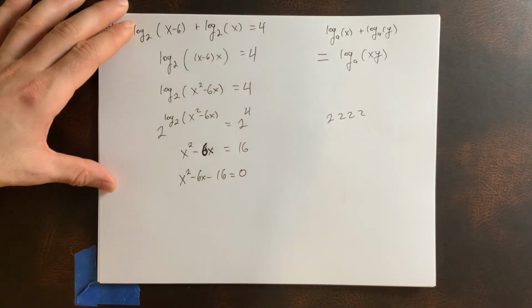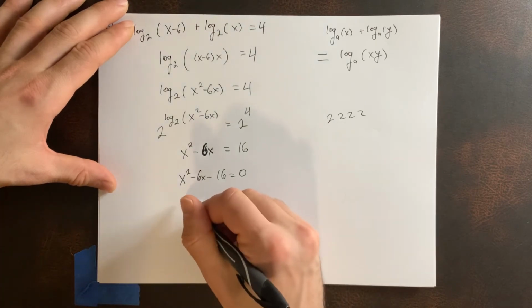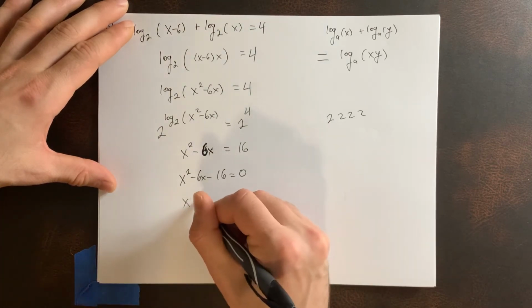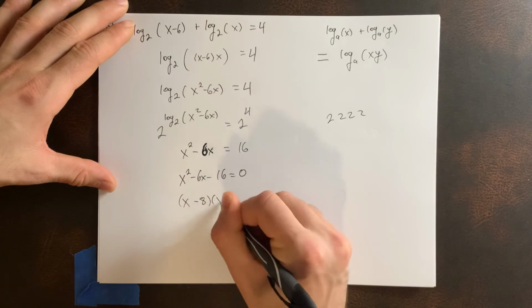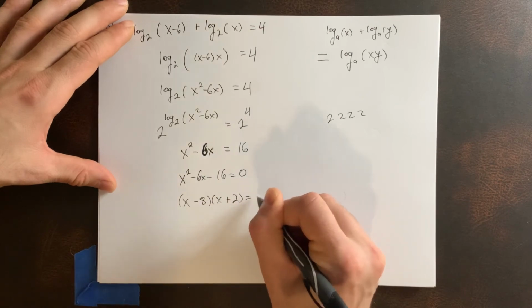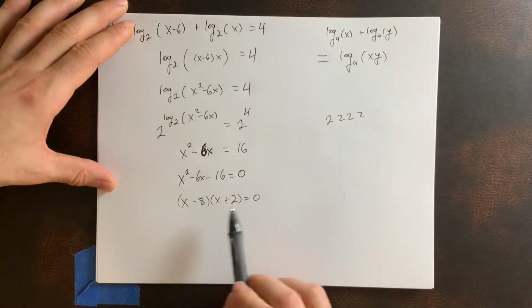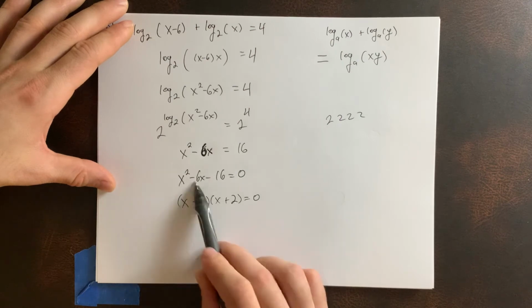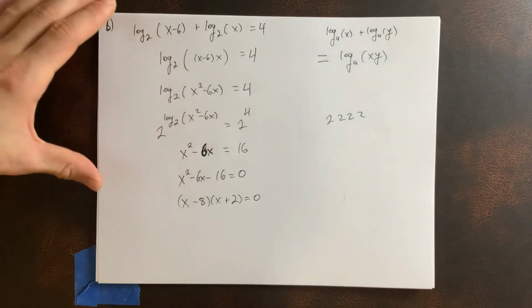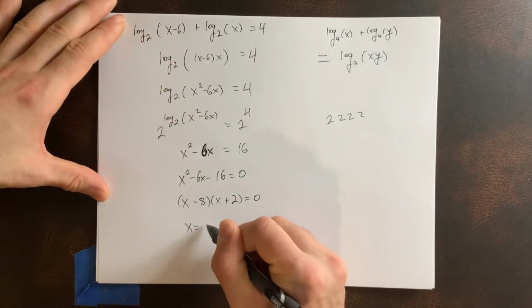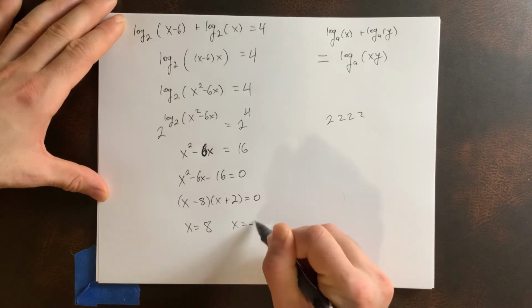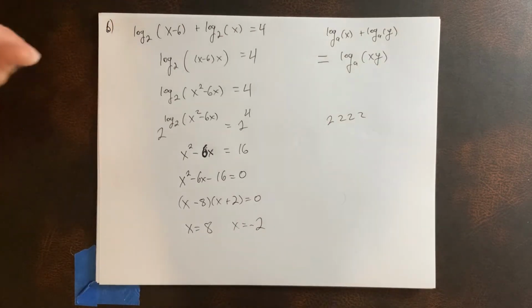And so now what we can do here is factor this. So this is going to factor into (x - 8)(x + 2) = 0. Again, minus 8 times 2 is 16. Minus 8 plus 2 is minus 6. And now we're going to solve this, so we're going to get x is equal to 8, x is equal to minus 2. So we have two answers here.